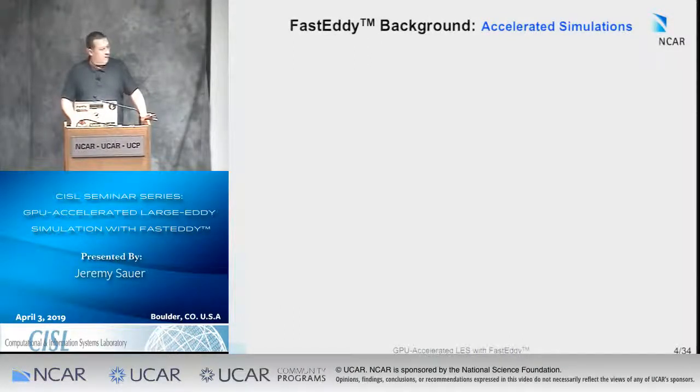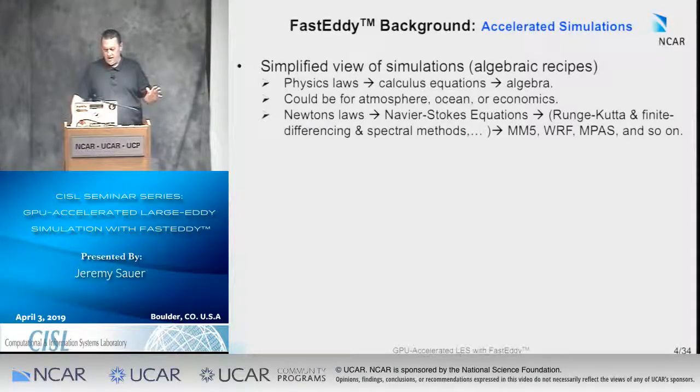So at that time, I would have mentioned what I mean by accelerated simulations. So a simplified view of simulations, I would consider them to just be algebraic recipes. You take physics laws, you write down some conservation equations with calculus, you turn that into some algebra, and you do it on a computer. This could be for the atmosphere, the ocean, or economics. It doesn't really matter. But what we see most often here is Newton's laws turned into Navier-Stokes equations. Then you use some numerical techniques like Runge-Kutta or finite differencing or spectral methods to get some algebra, and that turns into models like MM5 or WRF or MPAS or FastEddy.